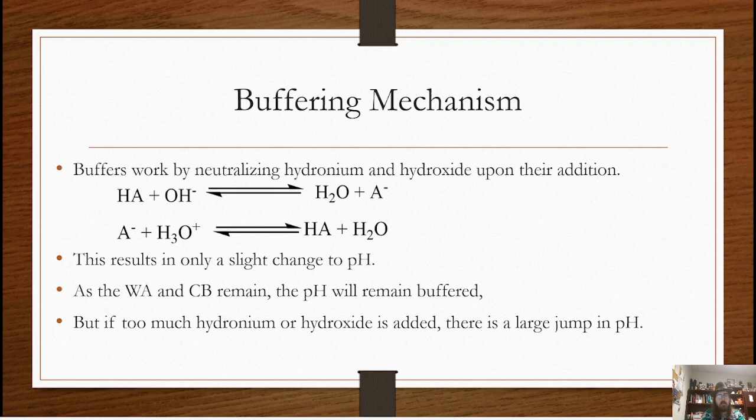Once we've added too much strong acid or too much strong base, and we completely remove one of these ions from either side, the acid or conjugate base, we'll see a large jump in pH. So once we fully neutralize all the A- with H3O+, it's going to jump to very acidic. Or as soon as we add enough hydroxide to remove all the HA, it's going to jump to very basic, because it doesn't take much OH- to jump a huge amount.